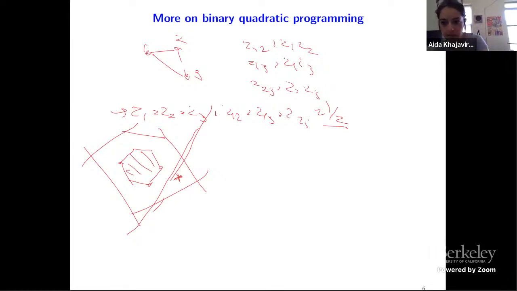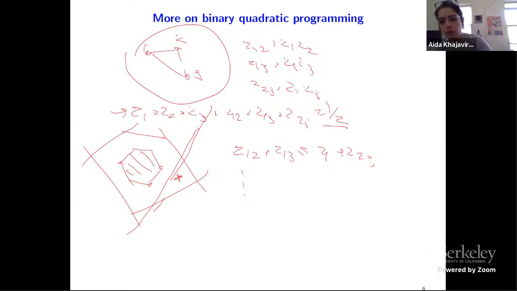Okay, so in the case of a triangle, you can actually show that you can add what we call triangle inequalities, which are of the form, for example, z12 plus z13 less than or equal to z1 plus z23, and there are 3 more of them. If you add these triangle inequalities to the standard linearization, then you get the convex hull of a triangle.